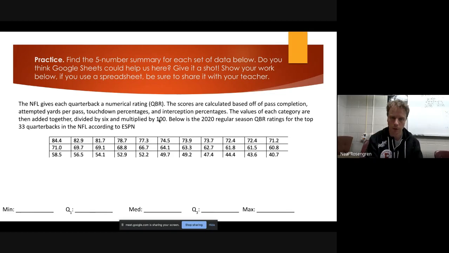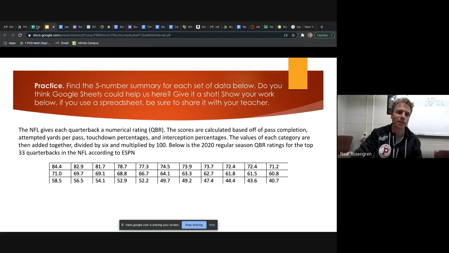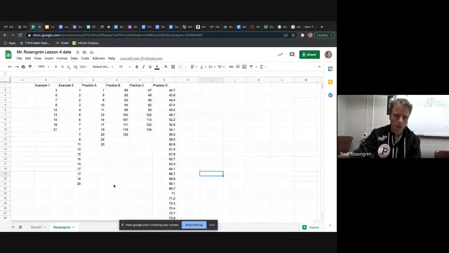So these are your top 33 quarterbacks in terms of QBR. And we just want to see how that spread looks, okay? So here's what I'm going to do. I'm going to go back to my sheet. I want you to do the same, okay?